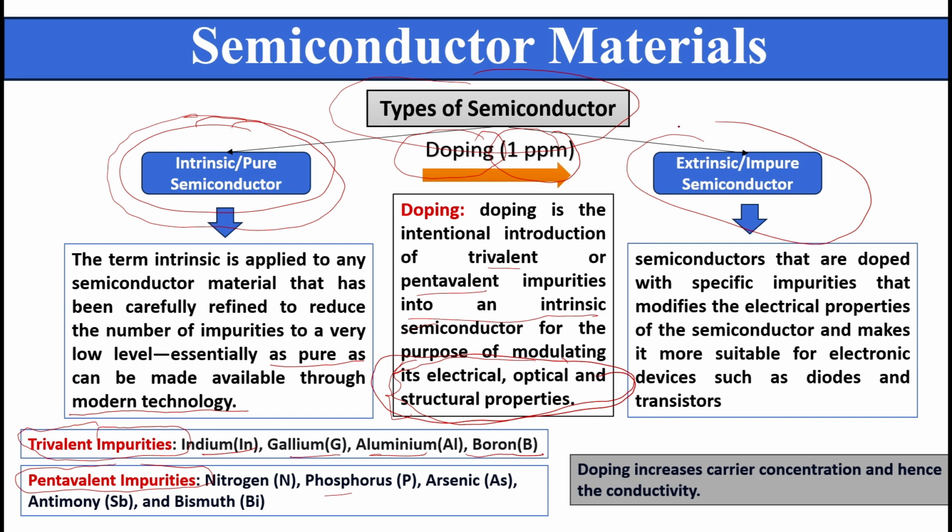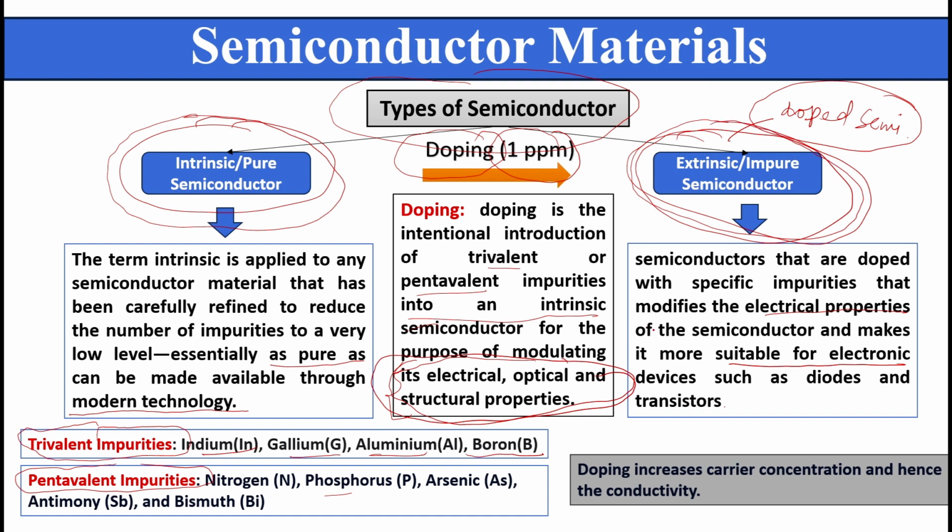There is also another name for it, the doped semiconductor material. These are semiconductors doped with specific impurities that modify the electrical properties of the semiconductor and make it more suitable for electronic devices such as diodes, transistors, etc. A doped or extrinsic semiconductor is an impure form of the semiconductor, and this impure form is not unintentional. It is the intentionally impure form of the semiconductor material. And why do we add the impurity to the pure semiconductor? In order to improve its electrical properties.